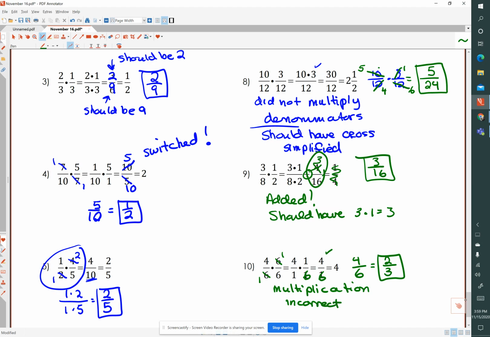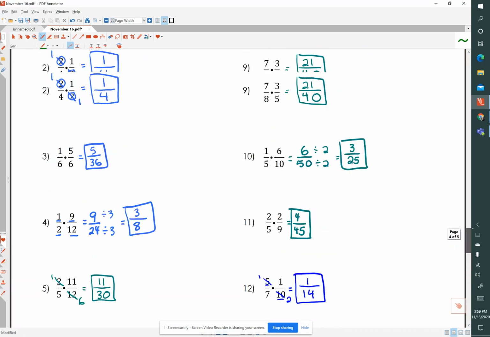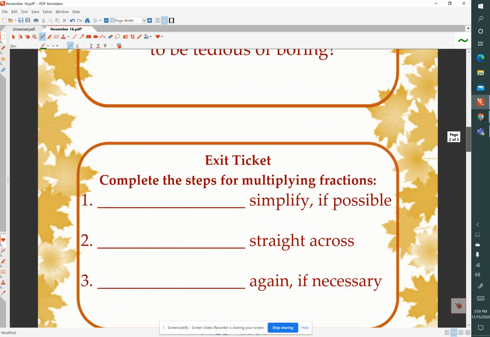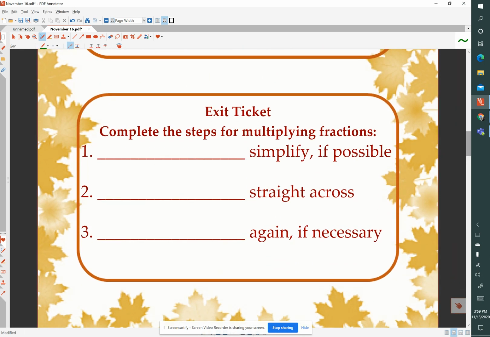So multiplication was incorrect. So let's go back and look at the exit ticket. So complete the steps for multiplying fractions. First, we want to cross simplify if possible. Second, we want to multiply straight across. And then third, we must simplify again if necessary. And those are the 3 steps to multiplying fractions.